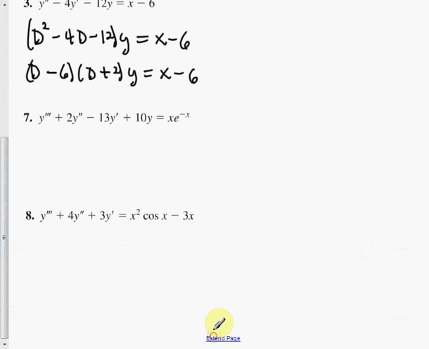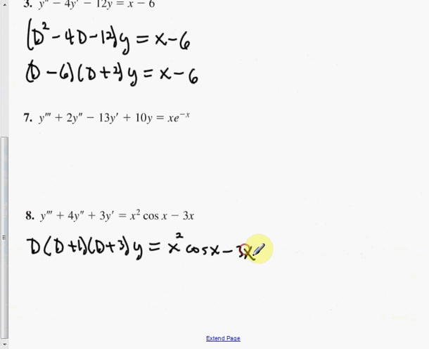So if it's this one, this is D times D plus 1 times D plus 3 on y is equal to, you always just write the right side as it is. We'll deal with that when we actually go to solve using this concept. Okay.